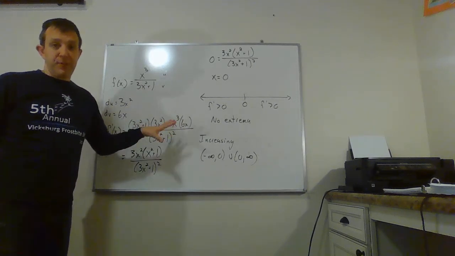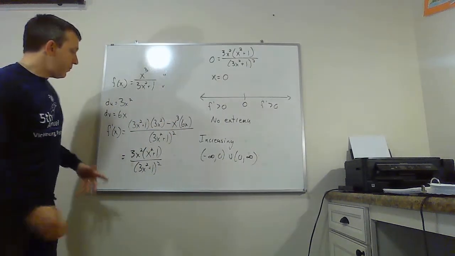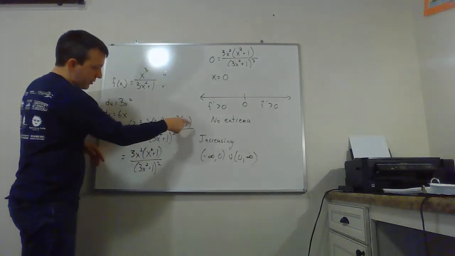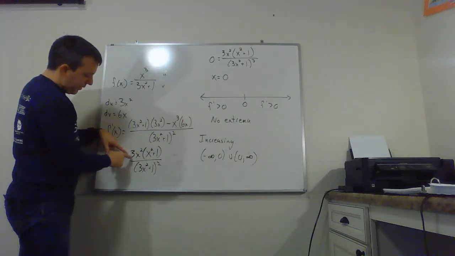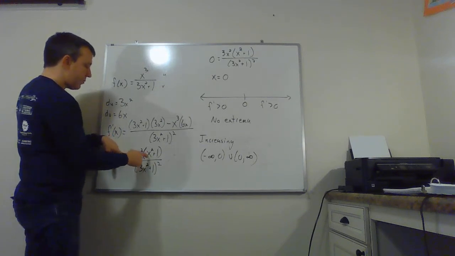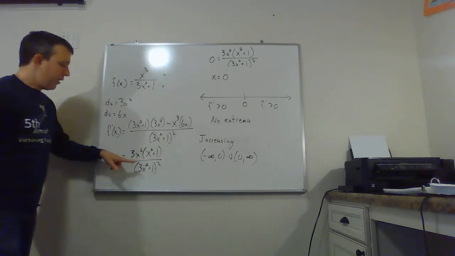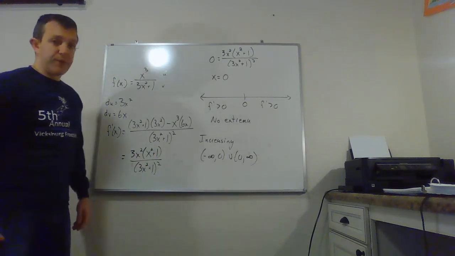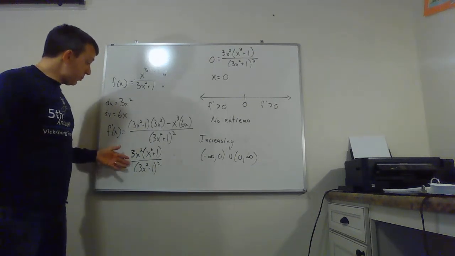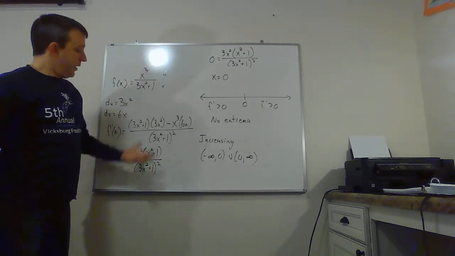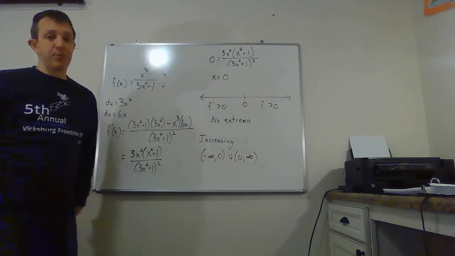And I'm going to leave you guys to do this, but if you multiply this out and then do a little bit of factoring, you can turn this into 3x squared times x squared plus 1 all over 3x squared plus 1 squared. And there's a good reason why we want it to look like this. That is because now we have to set it equal to 0.